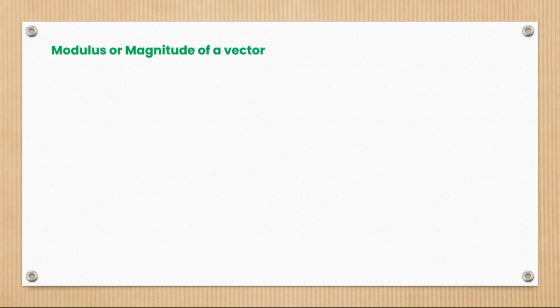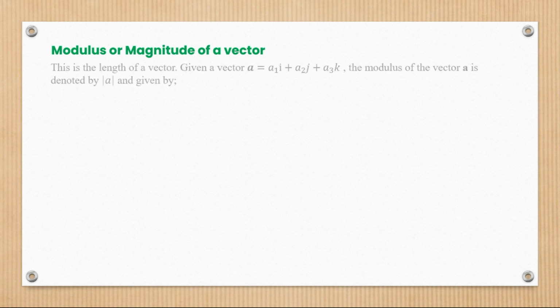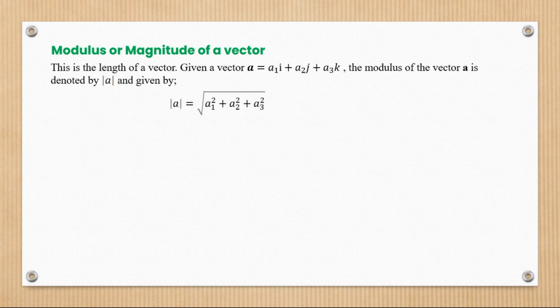Alright, so next I look at modulus or magnitude of a vector. A modulus or magnitude is the length of a vector. For example, given a vector a equal to a1i plus a2j plus a3k, the modulus of the vector a is denoted by these bars and given by modulus of a is equal to the square root of a1 squared plus a2 squared plus a3 squared. So that's how we find the magnitude. That is the formula.